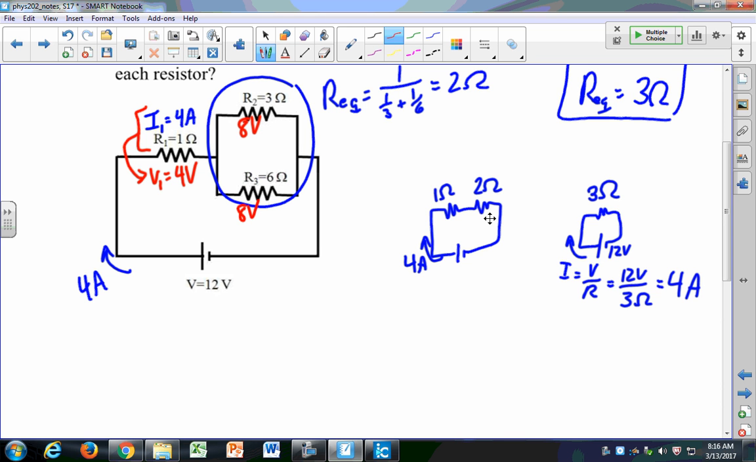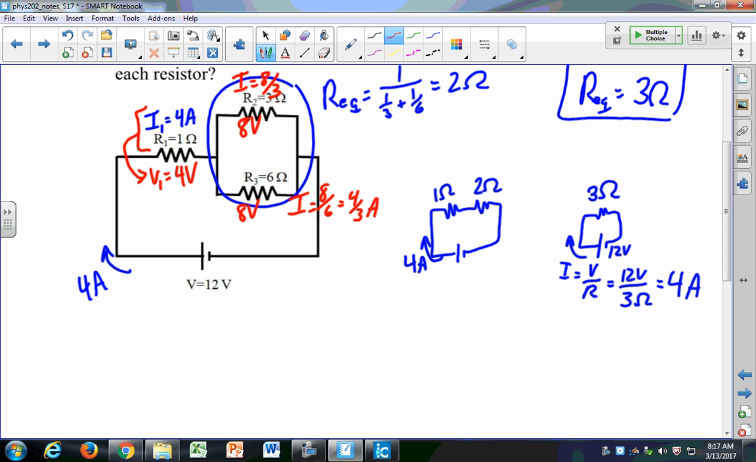Because resistors in parallel, they have the same what? Voltage. Resistors in series have the same current, but resistors in parallel have the same voltage. So I have 8 volts and 8 volts. Then I can calculate my current. Anytime you get two values, you can find the third. I is equal to V over R. That's 8 over 6, or 4/3 amps. And this is I equals 8 over 3.